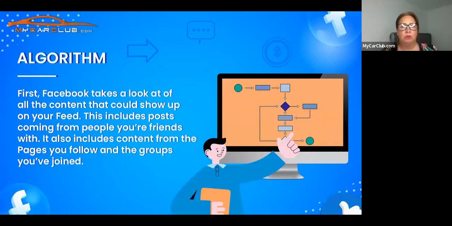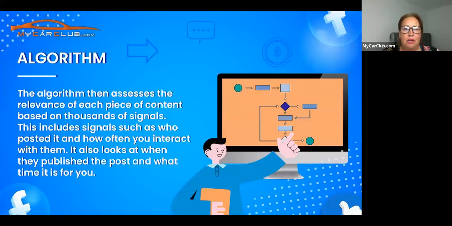So what Facebook will do, it'll take a look at all the content that could show up on your feed. This includes posts coming from people you're friends with. It also includes content from the pages you follow and the groups that you've joined. And then what the algorithm does, it assesses the relevance of each piece of content based on thousands of signals. You don't really need to know that. However, I just wanted to give you an overview of how it works.